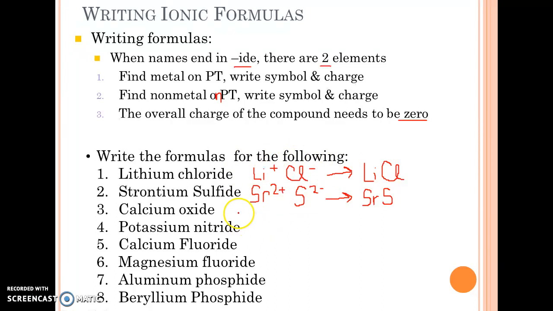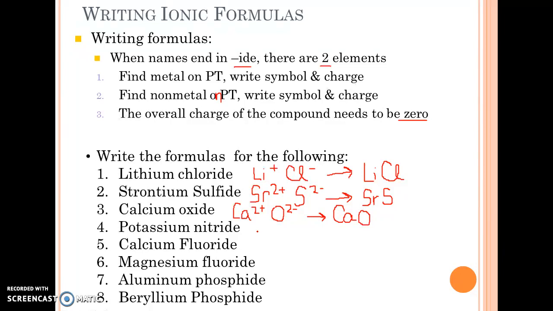Next, we're going to look at calcium oxide. I need to look for calcium on the periodic table. It is Ca. It is in group 2, so it has a +2 charge. And I have oxygen. Oxygen's in group 16, so it has a -2 charge. Just like in number 2, our charges balance out to equal 0, so the chemical formula is going to be CaO. I need 1 atom of each.